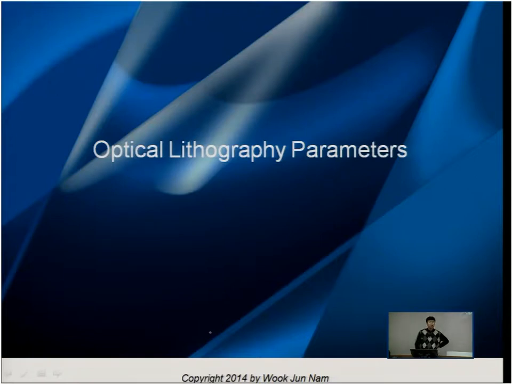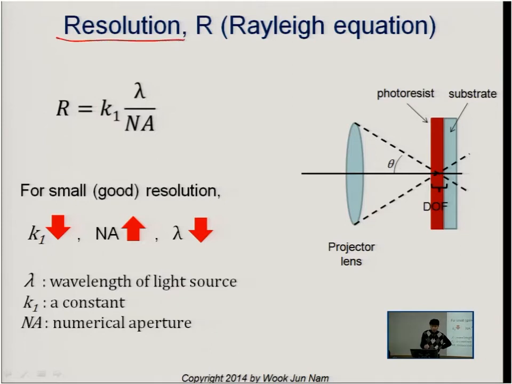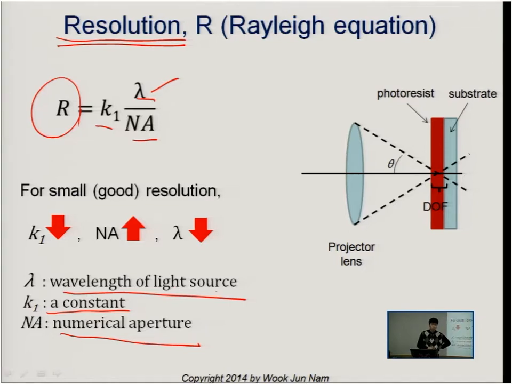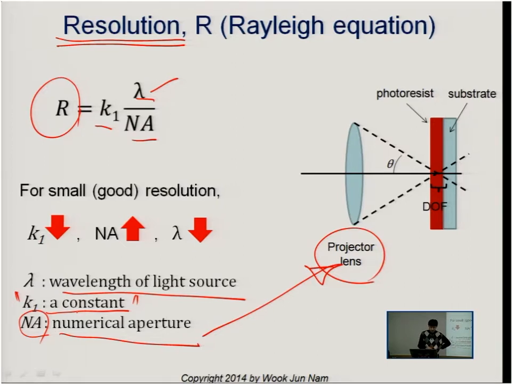So let's talk about the optical lithography parameters. The resolution is one of the most important parts in lithography. The resolution is determined by 3 parameters: the wavelength of the light, the numerical aperture, and the K1 constant. The wavelength of the light is pretty straightforward. It is directly related to the wavelength of your light source. And the numerical aperture is related to the lenses you are using. The K1 factor is the most complex parameter, and it can be obtained by experimental factors.